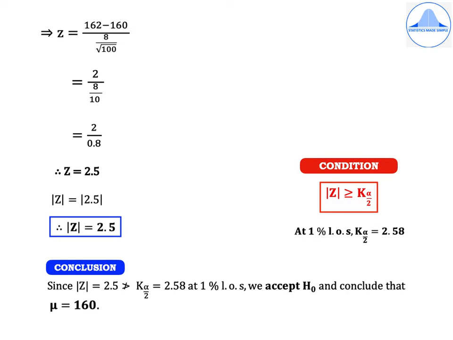Now the final conclusion, compare mod z with k alpha by 2. So since mod z is equal to 2.5, it is not greater than k alpha by 2, which is equal to 2.58. At 1% level of significance, we accept H naught and conclude that mu is equal to 160.